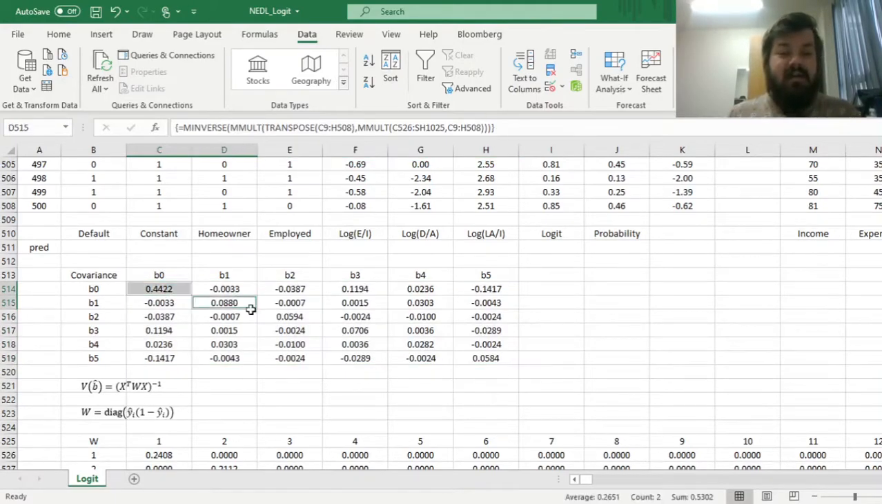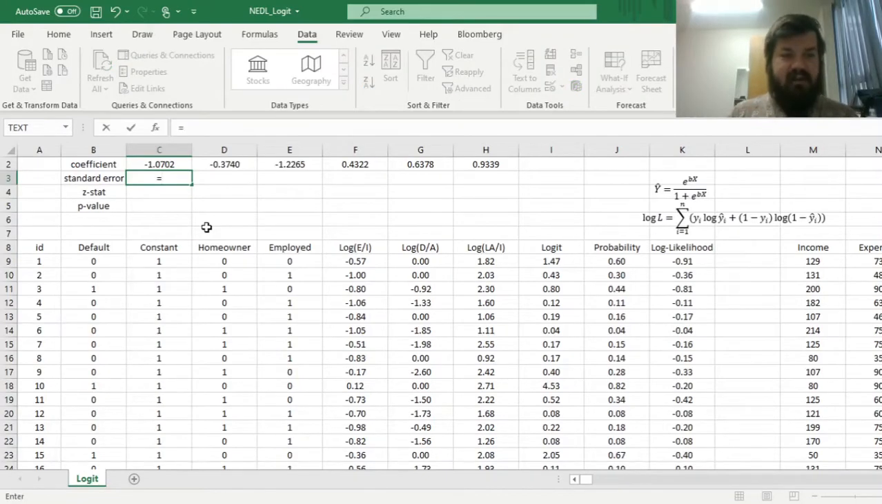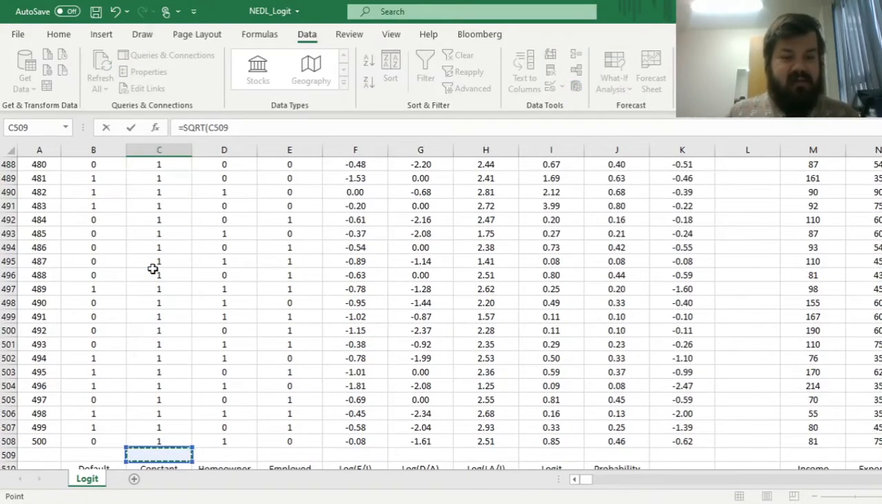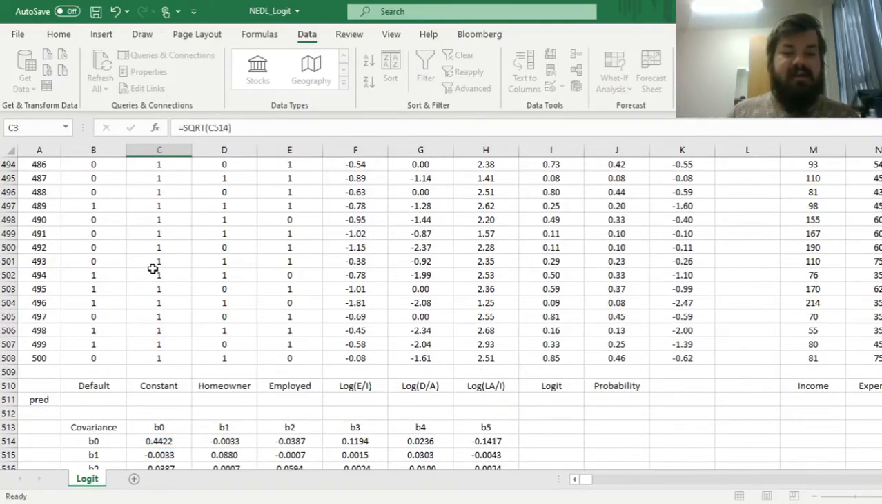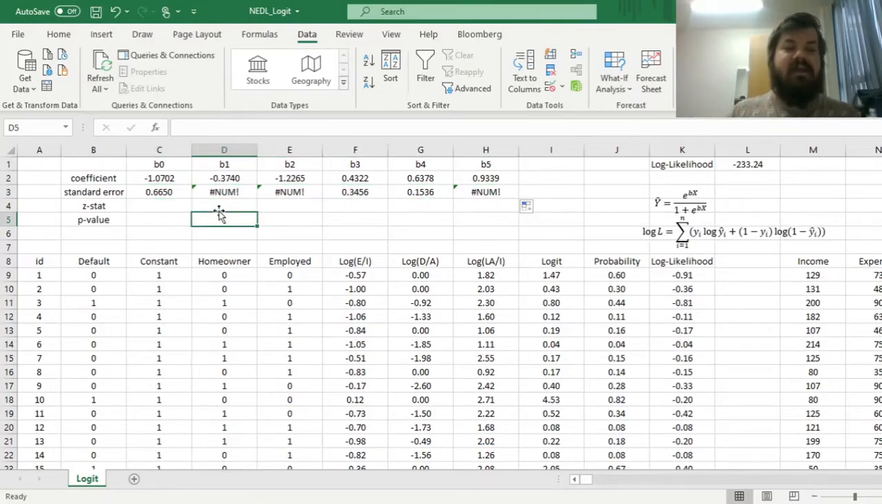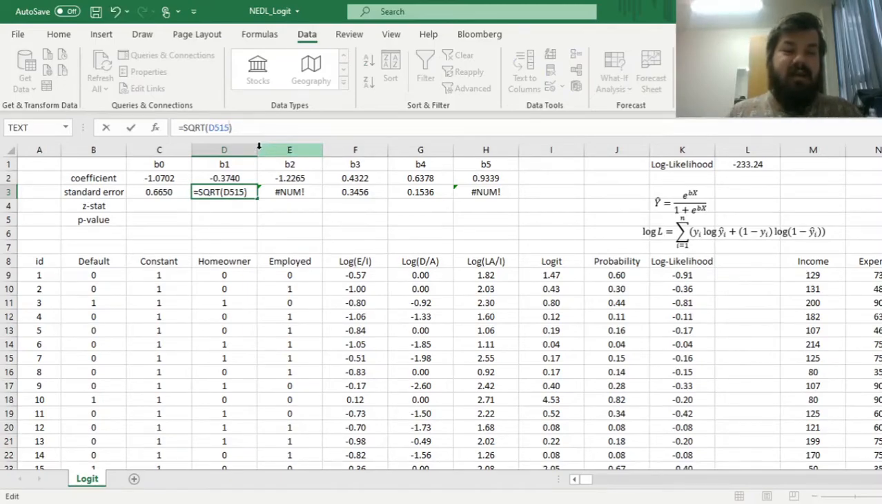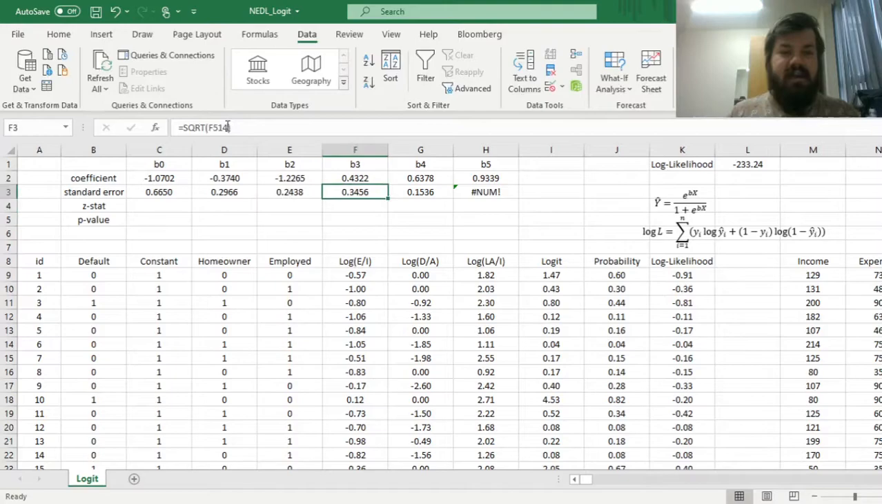And now, on the diagonal of our covariance matrix, we have our standard errors squared. So to derive our standard errors, we can just calculate the square roots of the diagonal elements. First of all, for our constant, the estimator would be the square root of the very first element of the matrix. And if we drag it across, we'll get the square roots of the first row. But we need the square roots of the diagonal. So we can change the references here to refer to the diagonal, just increasing the row reference by 1 each time. And that's how you get the standard errors for the coefficients.